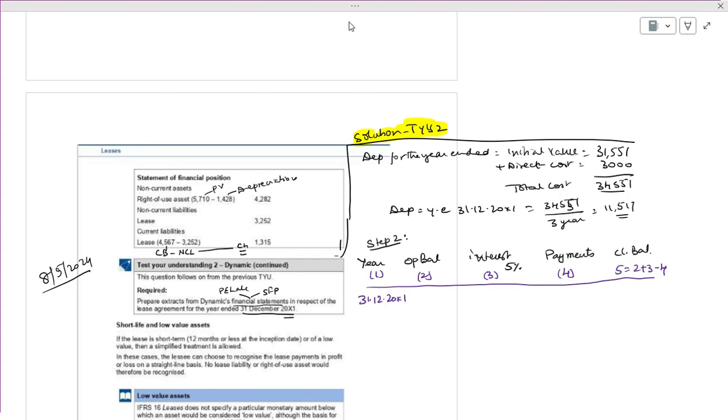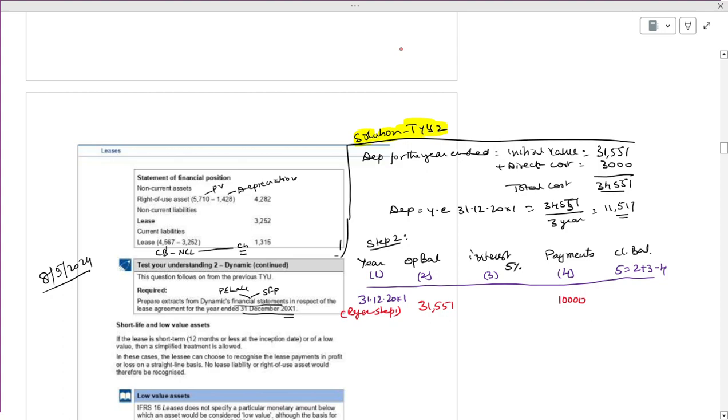From the previous question, yes, from the previous question. I will write it for your understanding: refer step 1. How much have we calculated? 10,000. No, 10,000 is the payment, my dear. How much is the opening value?